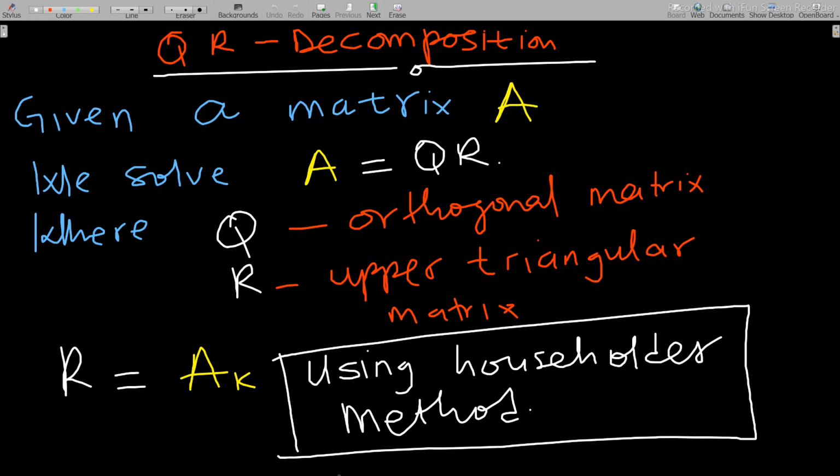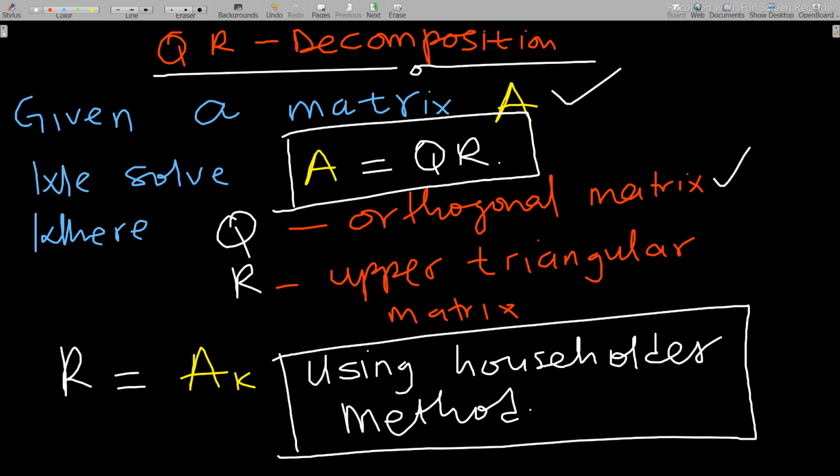Okay, let's start. So, given a matrix, say A, our task here is to decompose A into some Q times R, a matrix Q multiplying a matrix R, where Q is an orthogonal matrix and R is an upper triangular matrix. But we'll be doing this iteratively using the Householder method, like I've said here.